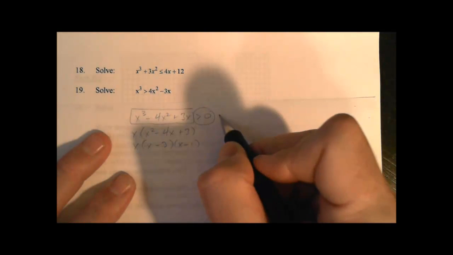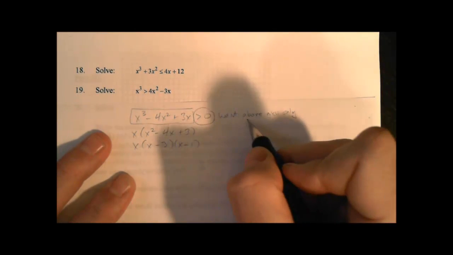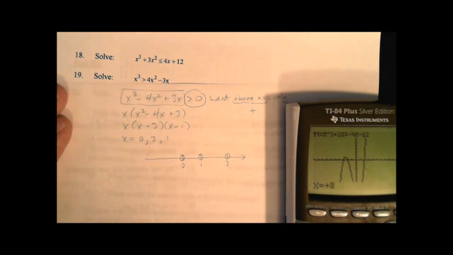Again, we're trying to make a sign chart for this expression. In the end, we want above the axis only. That is the pluses. And we can see the places where it crosses the axis, so the zeros are 0, 3, and 1. So on a number line, mark off 0 and 1 and 3. Now I happen to know we're not going to want them, so I'm going to go ahead and leave them as open circles. I just marked them.